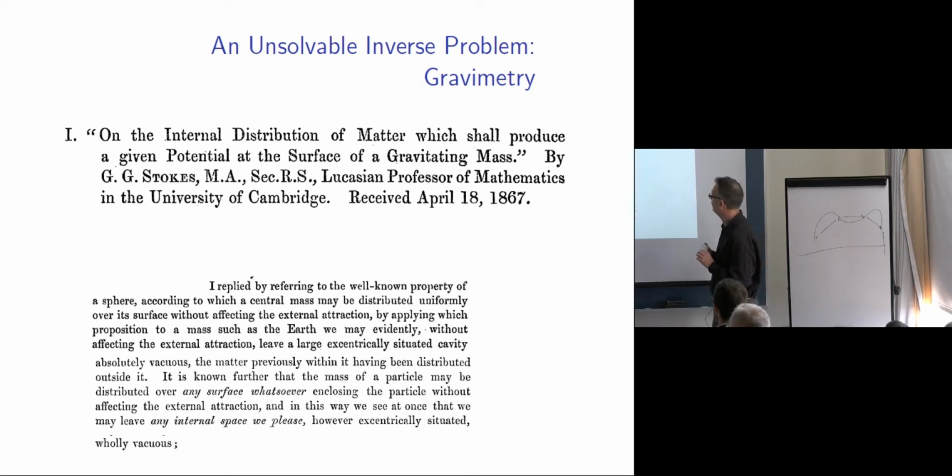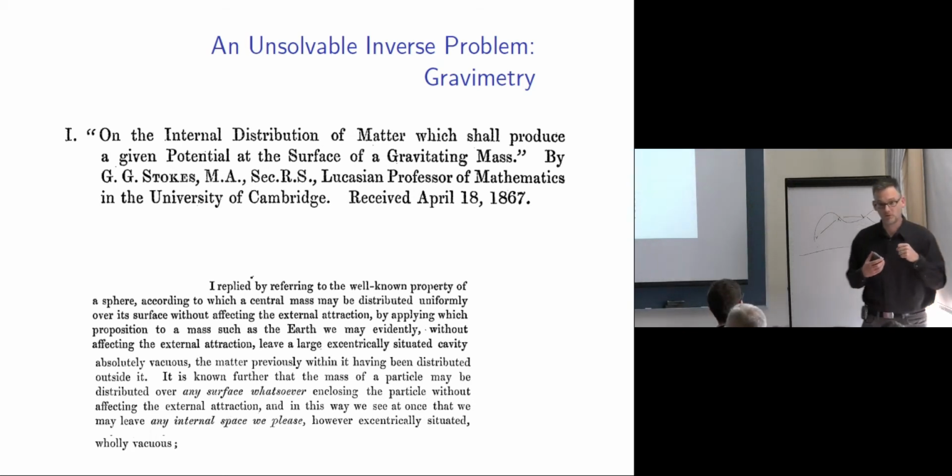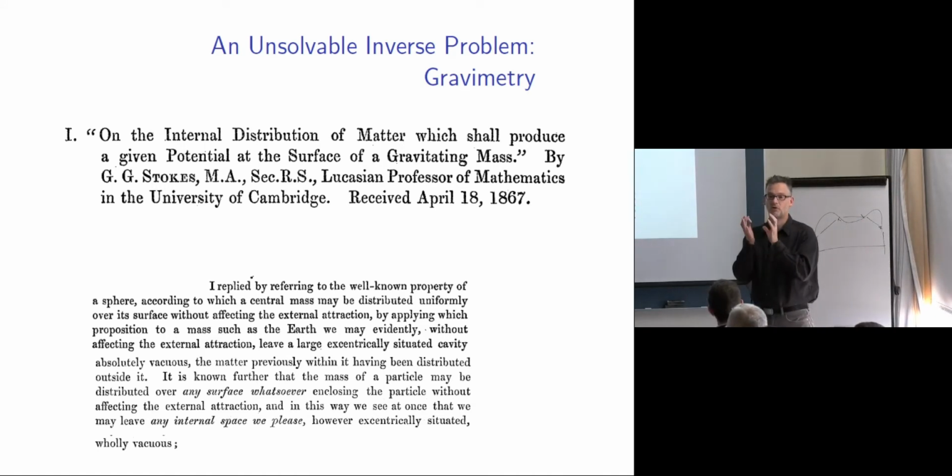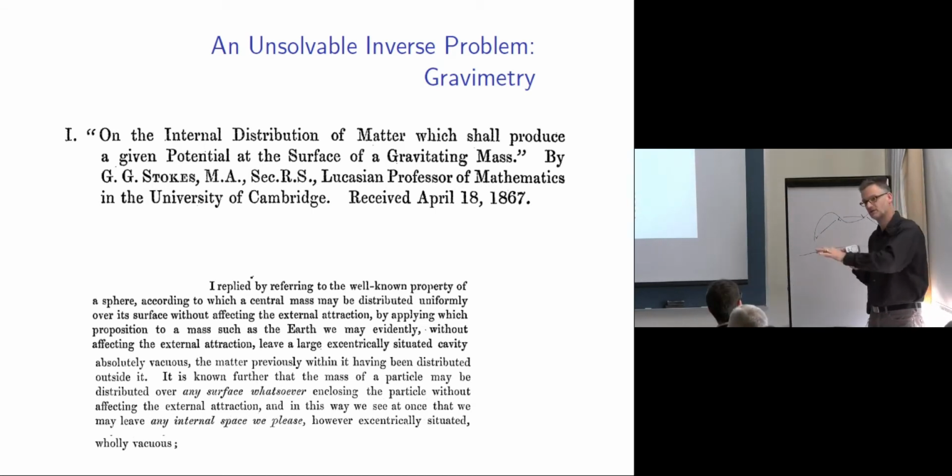By applying which proposition to a mass such as the Earth, we may, evidently, without affecting the external attraction, leave a large eccentrically situated cavity absolutely vacuous, the matter previously within it having been distributed outside it. Okay, so the point here is one that was familiar to Newton. If you take a uniform solid sphere and look at its gravitational field, you get exactly the same gravitational field from a point mass concentrated at the origin, or from a homogeneous shell, or indeed from any spherically symmetric distribution of the same amount of matter. And Stokes is saying, yeah, so now just go somewhere in the Earth, pick any little ball you want, and take all the matter inside it and spread it over the surface. You're not going to be able to tell that that happened from outside, so maybe the Earth is hollow.